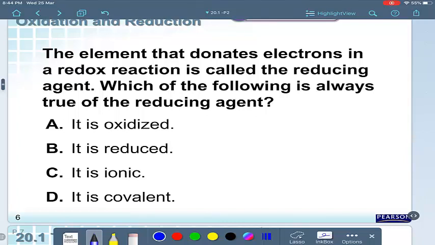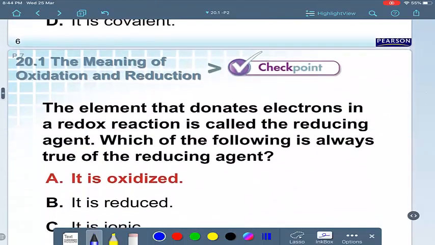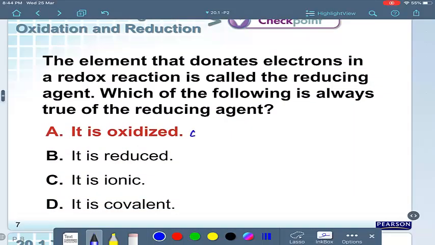The element that donates electrons in the redox reaction is called the reducing agent. We know that because it donates, meaning losing. Oxidized, meaning reducing agent. Yes. Which is always true about the reducing agent? I'll just answer now. It's oxidized. Yes. This is the answer.